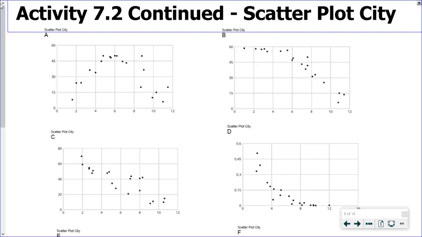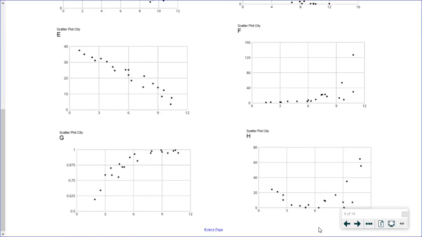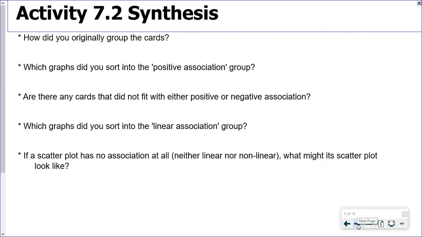All right, so these were some of the graphs from your sort. Okay, so just some follow-up questions to think about from the sort that you just completed. How did you originally group the cards? So was there a certain method to which you grouped them? Did you group them on positive association, negative association, linear association, nonlinear, those kind of things we are looking for. Which graphs did you sort into the positive group?